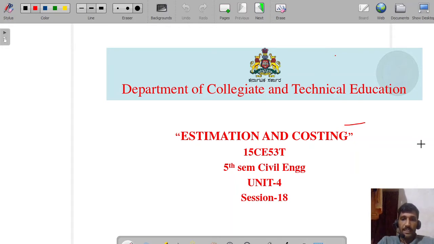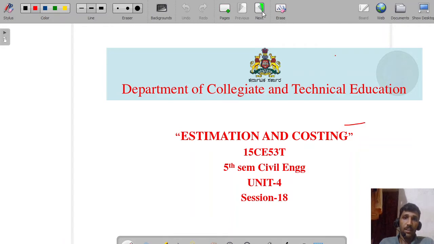Today we will discuss the Unit 4 detailed estimation. Already in previous sessions we discussed the introduction of estimation, specifications, rate analysis, everything. Now we will move to the next part, detailed estimation.